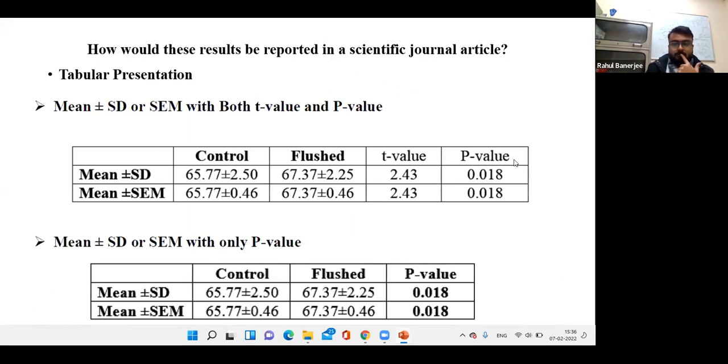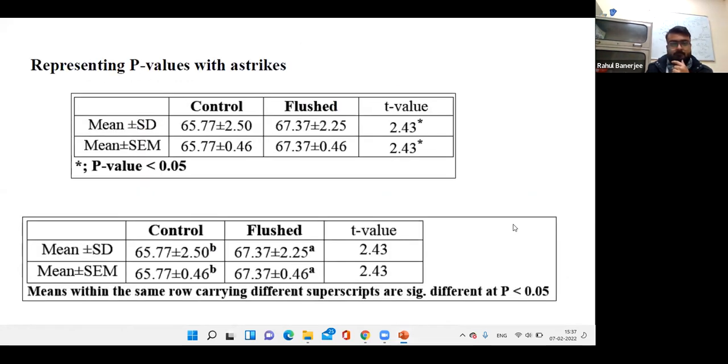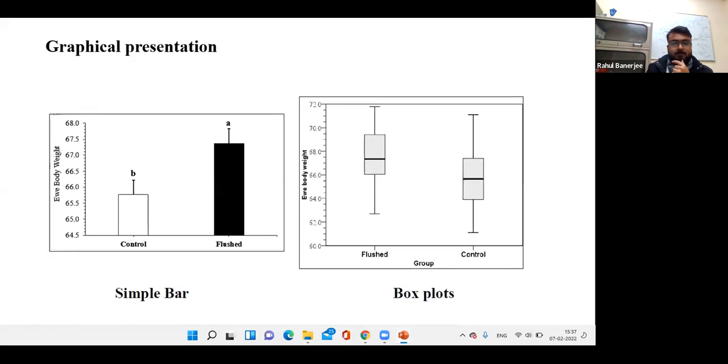So see here, in both of the cases, the p values are 0.018, plus minus standard error of the mean. Now you see, since it is not less than 0.05, we can say that the null hypothesis is not rejected. That is, there is no significant difference between the flushed and the control group.